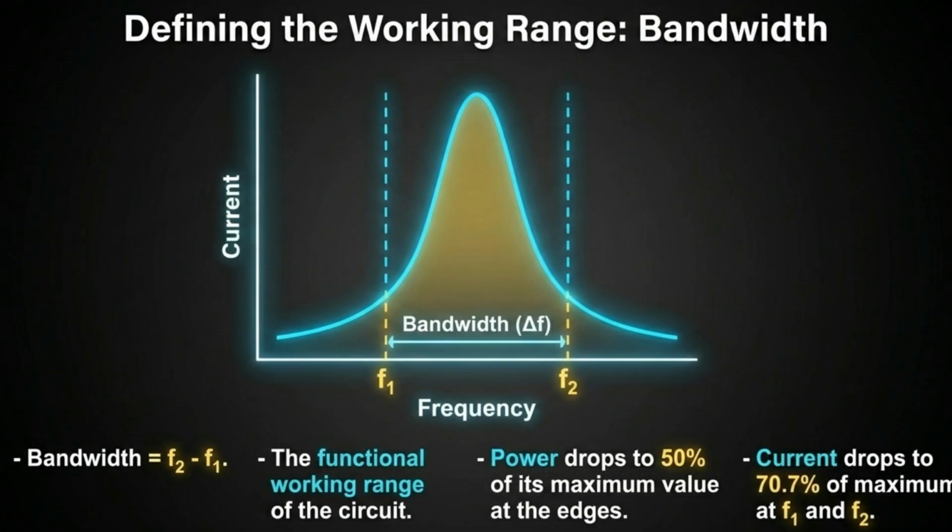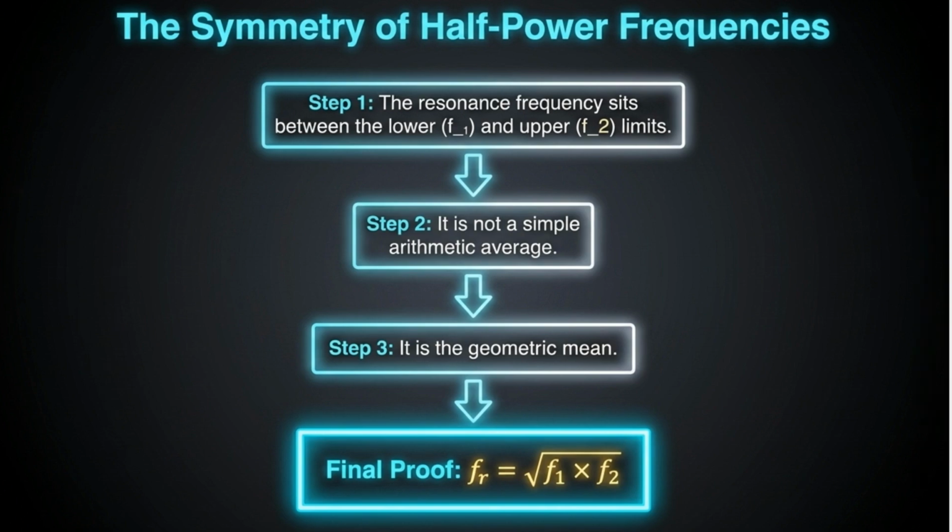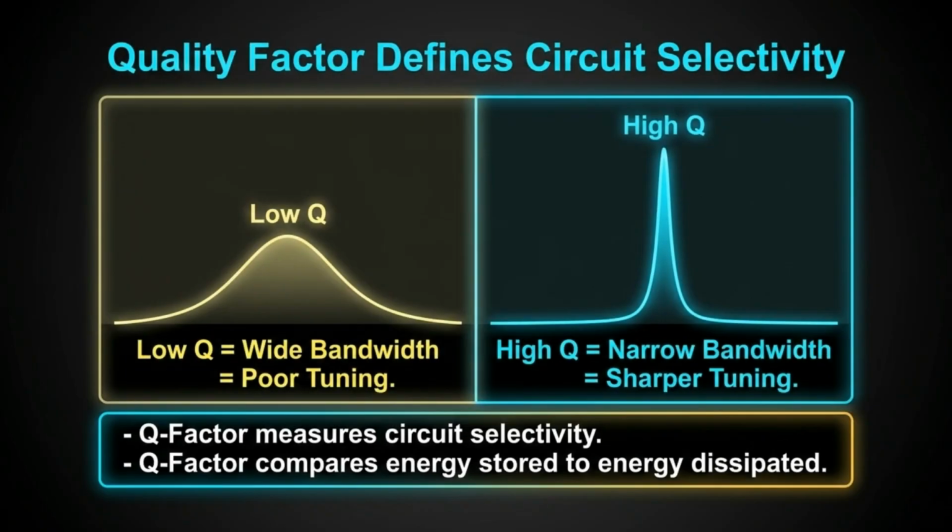It is the frequency range where power drops to 50% and current drops to 70.7% of their maximum values. When looking at half-power frequencies, the resonance frequency sits between the upper and lower limits, defined as the geometric mean of those two frequencies. The Q factor measures circuit selectivity by comparing energy stored to energy dissipated. A high Q factor results in a narrow bandwidth and sharper tuning.